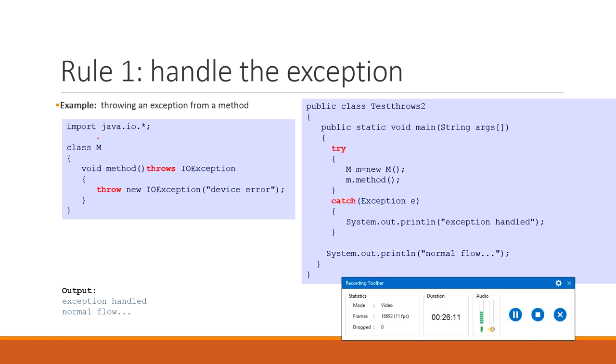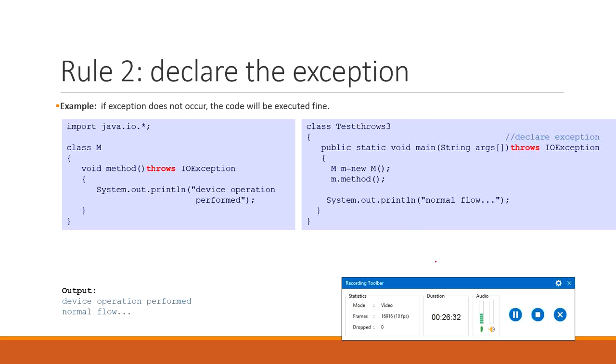So throwing an exception from the method. Now there is a method which throws input output exception. So in this case, when we are calling the method, since the method throws an input output exception, control will go to the catch block and it will print exception handled. After that, it will print the normal flow message.